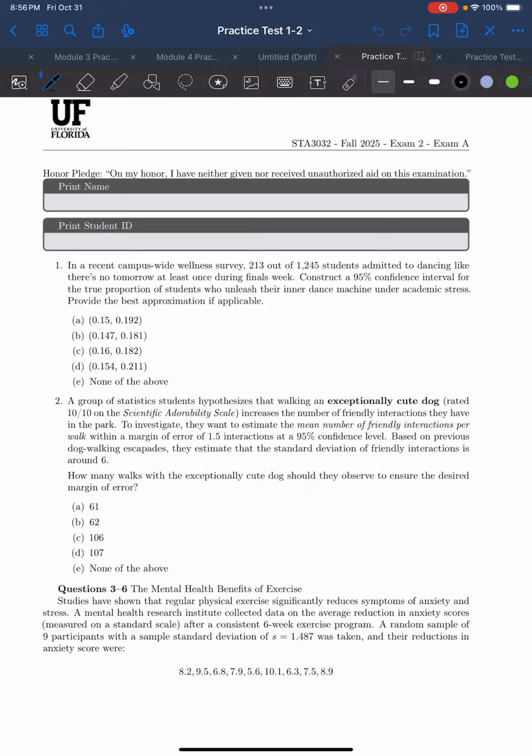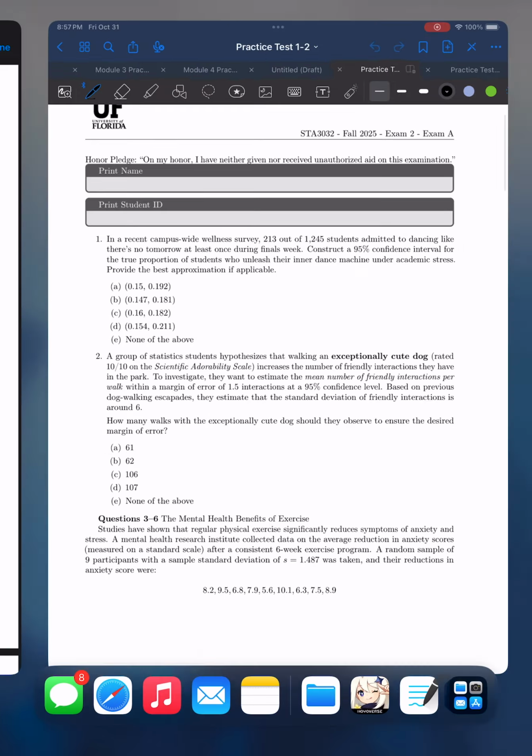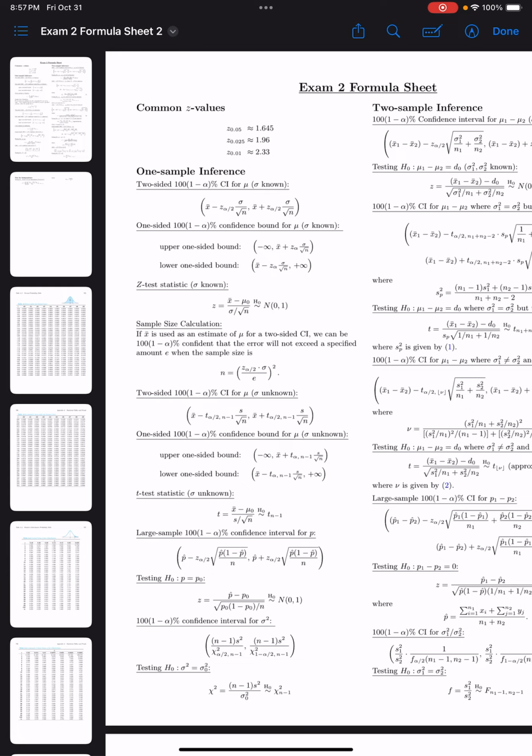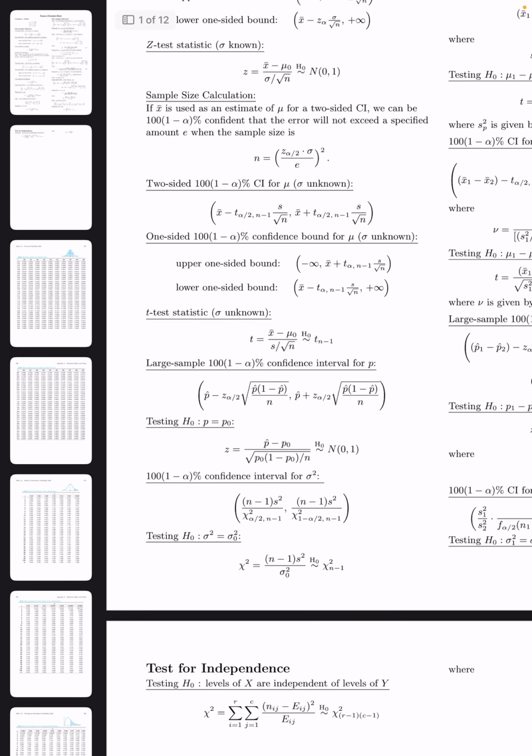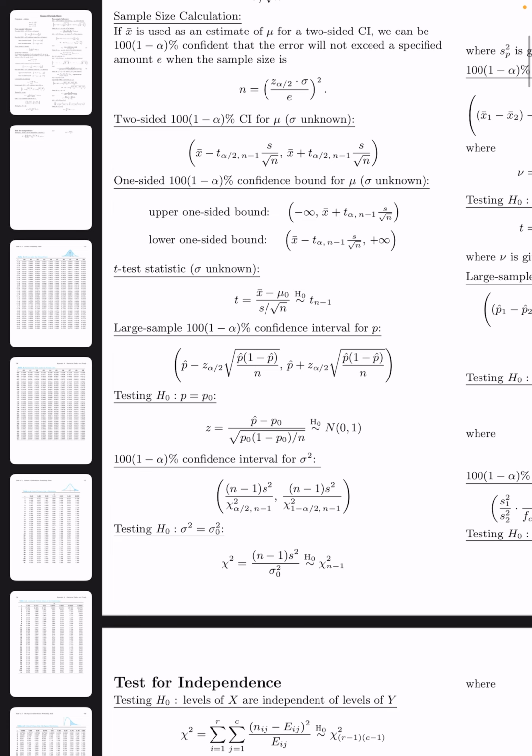So we are looking to solve proportions with one population. So we can pull up our formula sheet, and we'll see over here that our confidence interval for one population is over here, so that's our formula. And then we can use this on our exam.